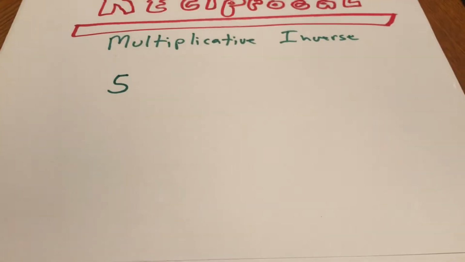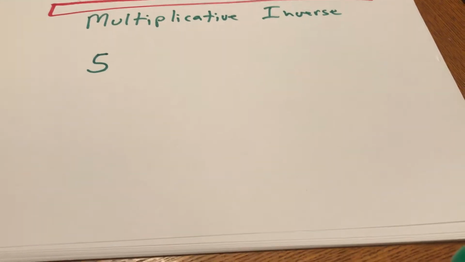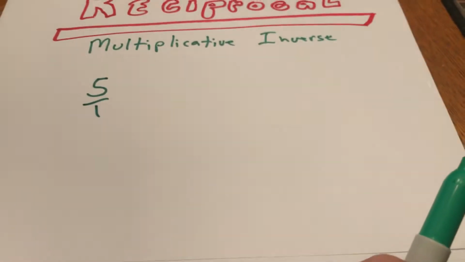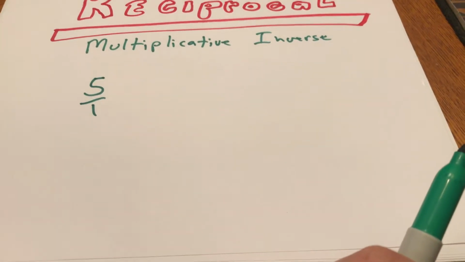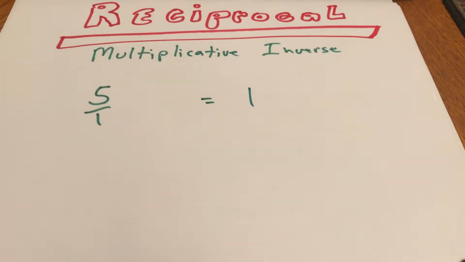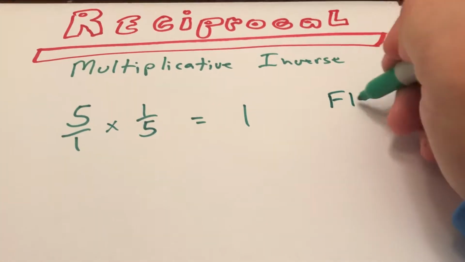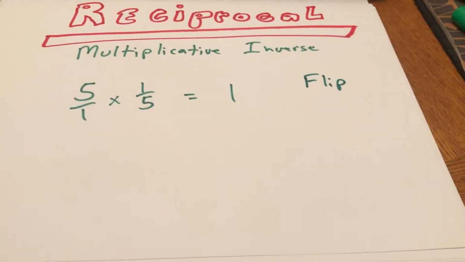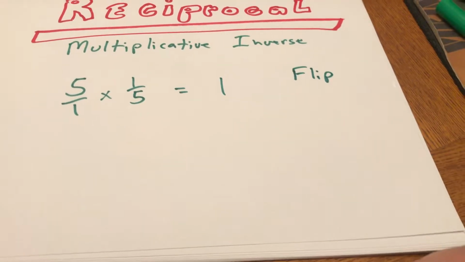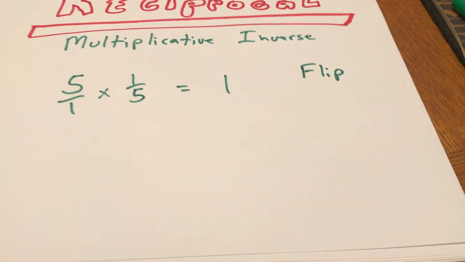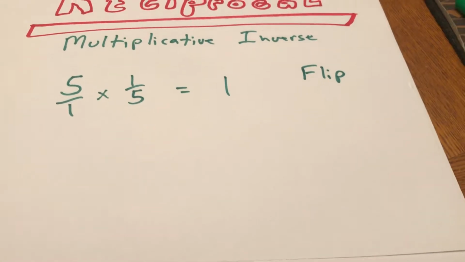Now 5 right there is an integer, and we can turn the integer into a fraction by just putting it over 1. And the multiplicative inverse is when you want to get your product to be 1, you just multiply it by the reciprocal, which is just 1 over 5. So basically you just flip the number. If it is just a whole number or an integer that's not in fraction form, you turn it into a fraction first.